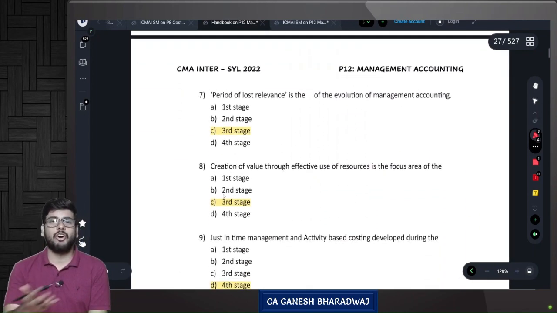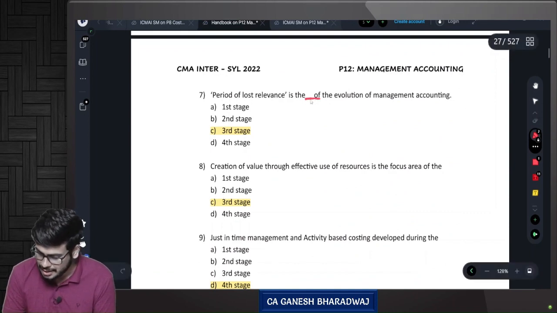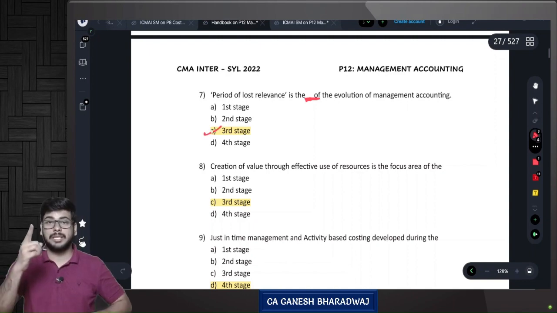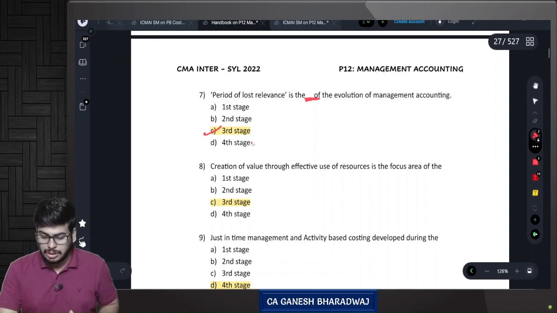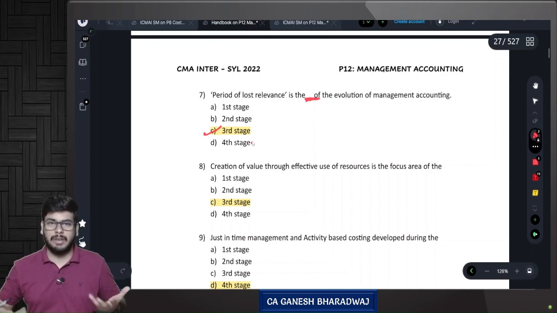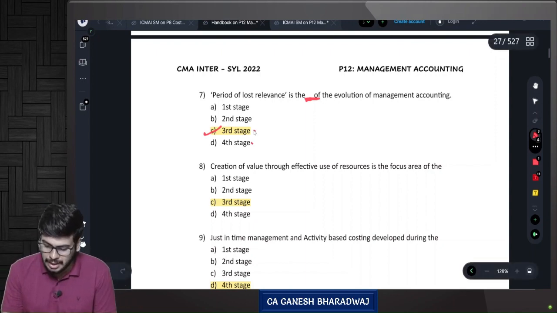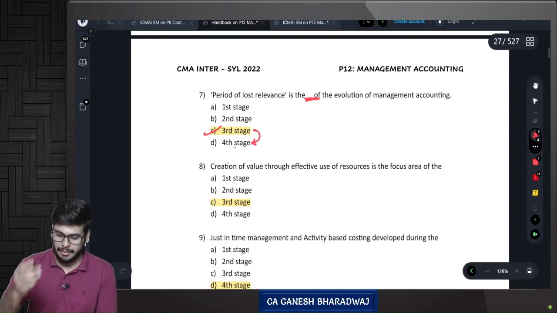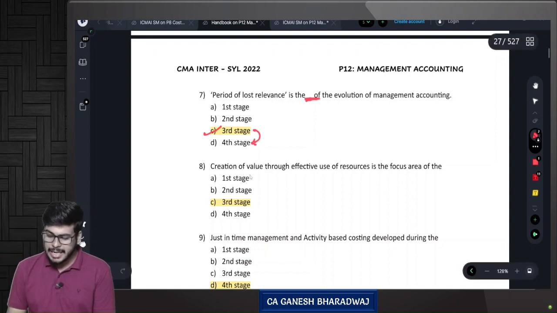The period of lost relevance is the dash of the evolution of management accounting that happened in the third stage. I told you, because the fourth stage had a lot of technological advancement. That is the current era. So from the third stage, we moved to the fourth stage. The focus is on value creation, strategic analysis and all. So the third stage is often called a period of lost relevance. We saw that.